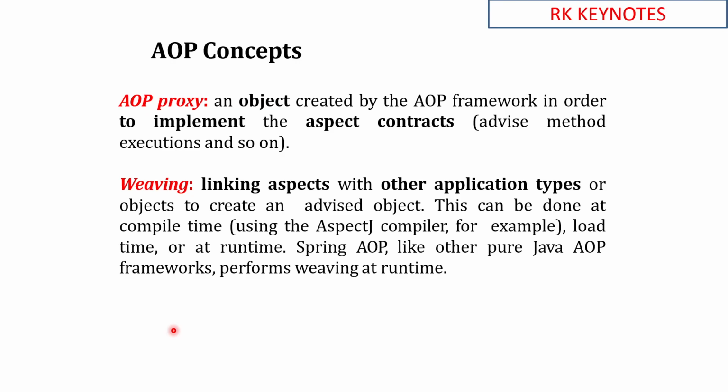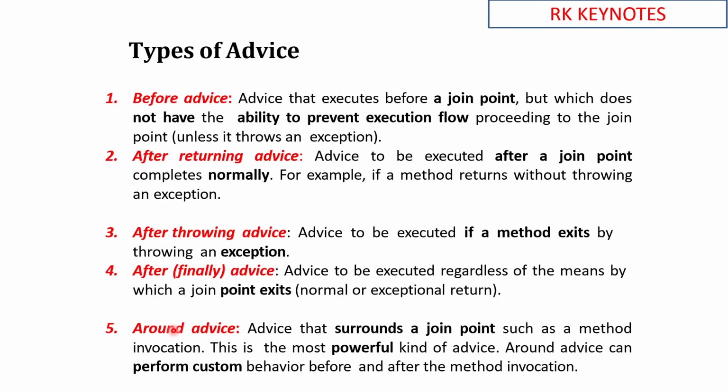Then weaving is linking all the aspects so that the execution can be done at runtime. Means runtime linking can be done so that it would be easy. Now advices: there are five types of advices: before advice, after returning advice, after throwing advice, after finally advice, and around advice. We have discussed all these things in the classes, so I'm just jumping into the demo as of now.